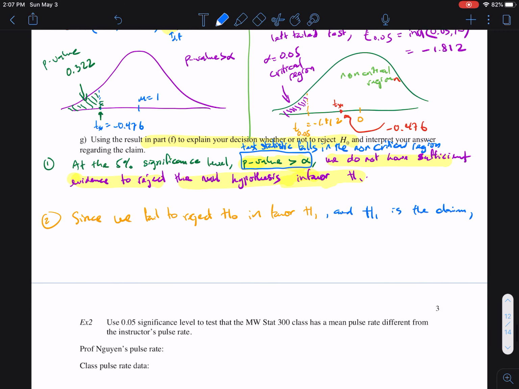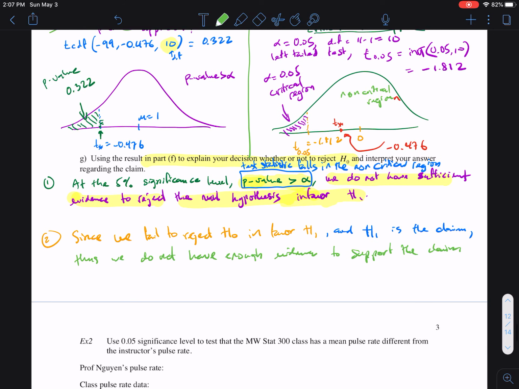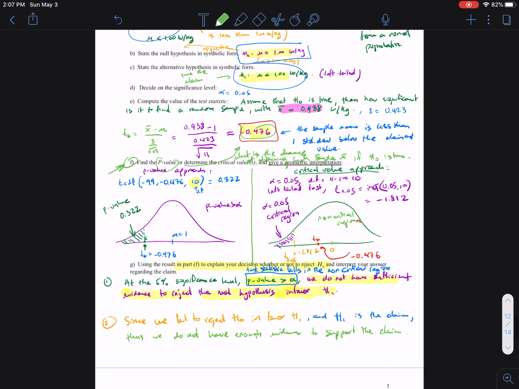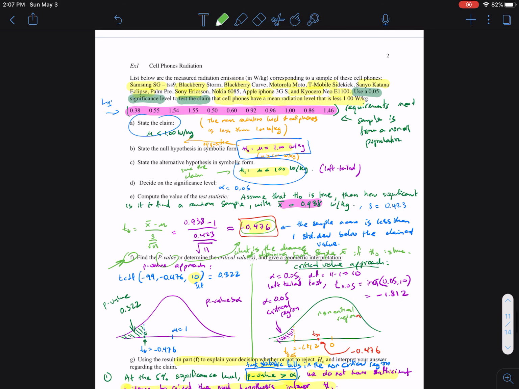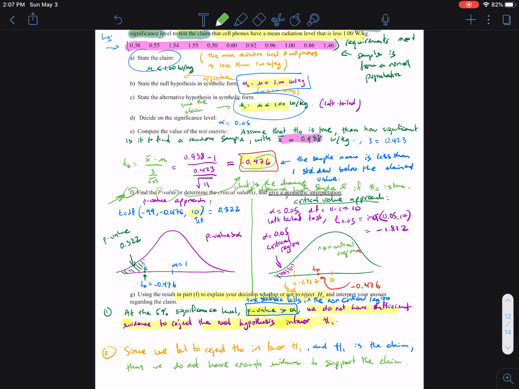what does that say? We say that thus we do not have enough evidence to support the claim. And the claim was that the mean radiation level of a cellphone is less than 1.0 watt per kilogram. Our data say that that's not quite true here, or our data suggest that the cellphone radiation level is pretty close to 1.0 watt per kilogram.